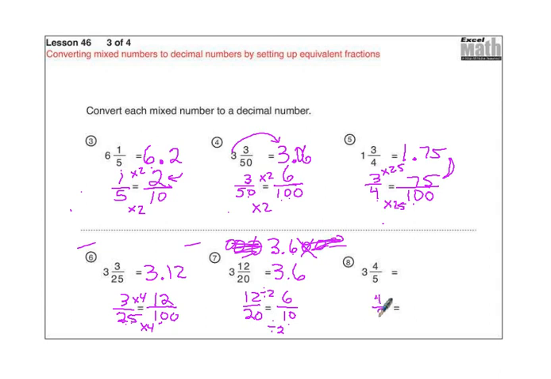4/5 on this last one. Can we change fifths into tenths? Yes, times 2, times 2, 8/10. And so this is 3.8.